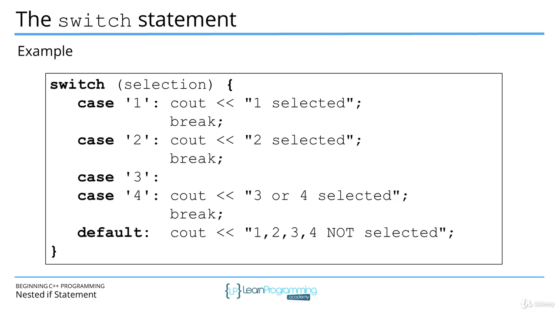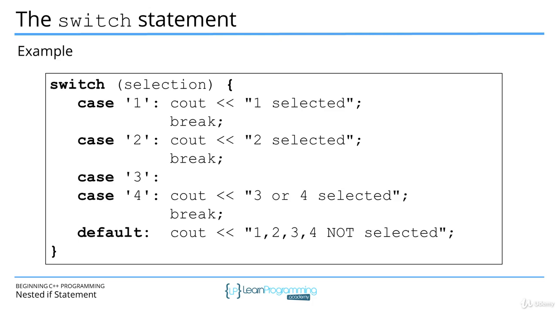So, suppose the user enters the character 2. The switch will start at the first case statement and compare the 2 to the literal expression following the case keyword. So the 2 will first be compared to the 1. Since this is not true, we proceed and check the next case statement. In this case, we have a match. So all the code following the colon will be executed.